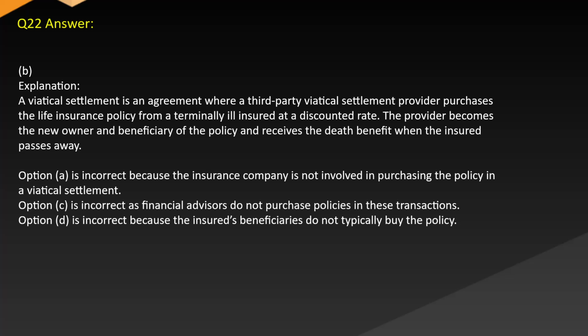Option A is incorrect because the insurance company is not involved in purchasing the policy in a viatical settlement. Option C is incorrect as financial advisors do not purchase policies in these transactions. Option D is incorrect because the insured's beneficiaries do not typically buy the policy.